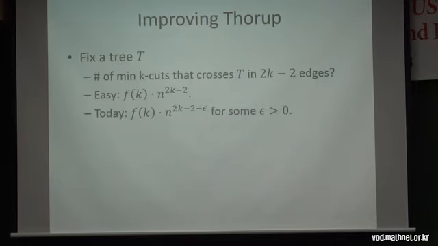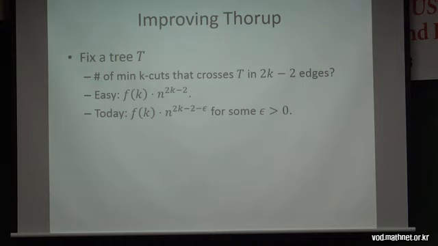Okay, so I'm going to introduce an idea for how we improve Thorup's algorithm. Let me not show the whole details, but what I'm going to sketch is this: if we fix a tree T, and we are interested in the number of minimum k-cuts that cross T in 2k minus 2 edges, then one easy answer, how many of them?